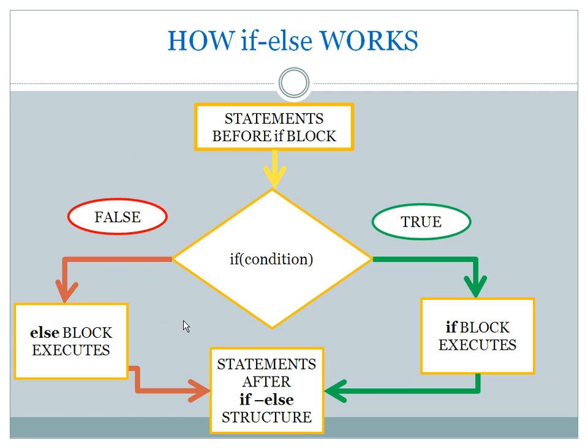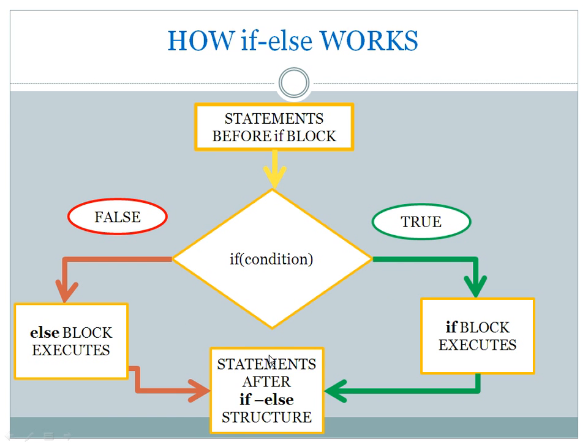So we'll see how the if-else works. The statements before the if block, whatever statements are available in the program, will be executed first. Later when the control comes to the if condition, the condition is evaluated. If the condition is true, the execution path goes this way and executes the if block. All the statements inside the if block are executed, and then it goes to the statements after the if-else structure.